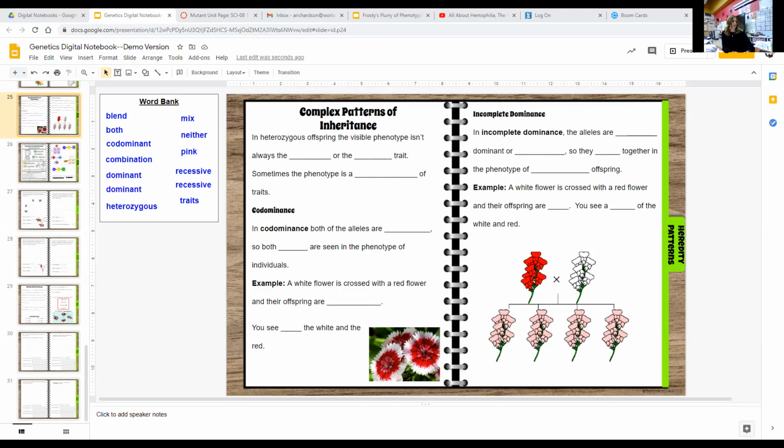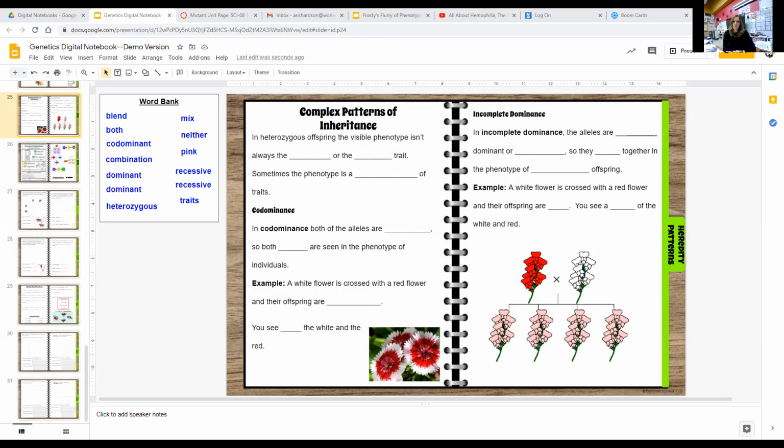Most of the time, in a heterozygous offspring, the visible phenotype isn't always the dominant or the recessive trait, right? Most of the time when we have what's called Mendelian genetics, we crossed out Gregor Mendel here because he's the one that did the whole peas, tall peas over short peas, green peas over yellow peas, purple flowers over white flowers. Most genetics don't necessarily work that way. Most genetics are more complex. So we're going to be referring to these as non-Mendelian genetics because they don't follow the pattern that Mendel set together.